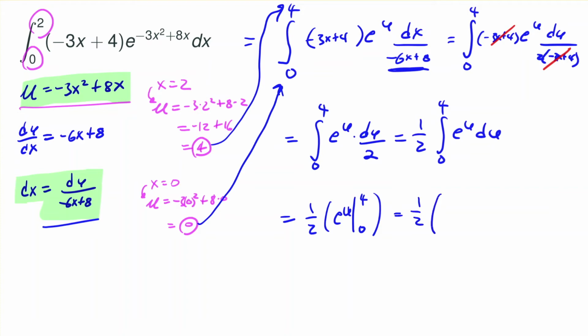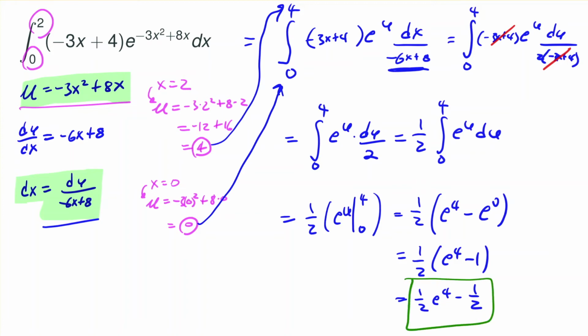So we have 1 over 2 times (e to the 4 minus e to the 0). Well, e to the 0 is the same as 1, so we have 1 over 2 times (e to the 4 minus 1). We can distribute: 1 over 2 e to the 4 minus 1 over 2. So this is our final answer. When we're doing a definite integral, make sure to change the bounds, and we don't need to plug back in terms of x because we already took care of that right here.